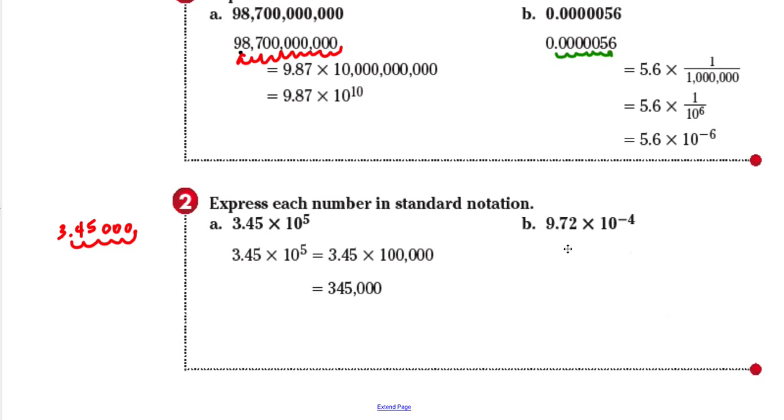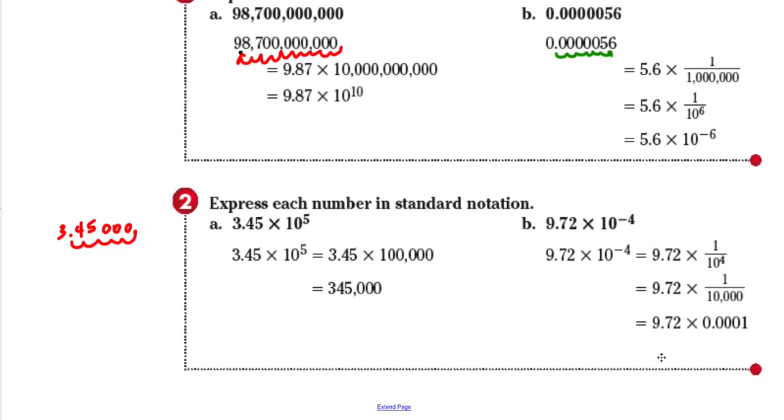Next, example B is 9.72 times 10 to the negative 4th. Copy the problem. And when you're saying 9.72 times 10 to the negative 4th, this is the same as 9.72 times 1 over 10 to the 4th power. This is a negative exponents property. Okay? And this now becomes 9.72 times 1 over 10,000. We're just doing the opposite of example 1b.